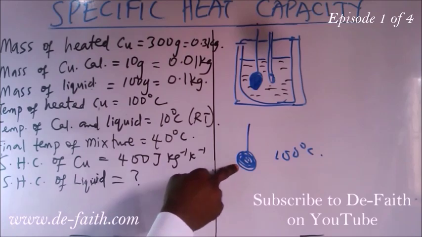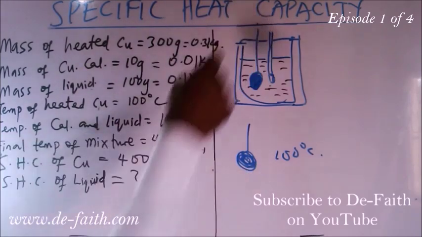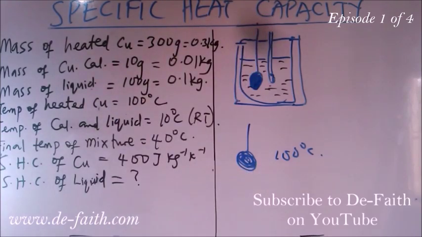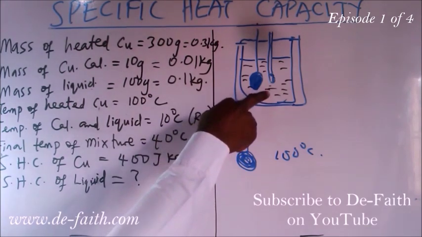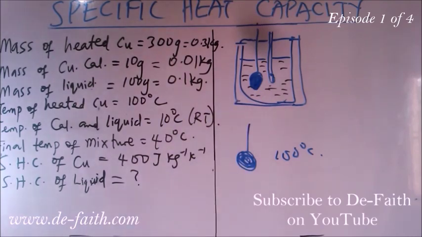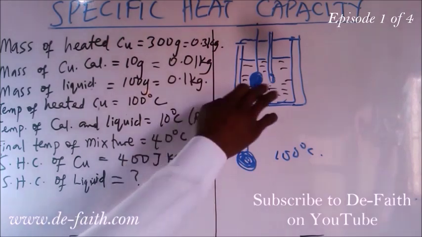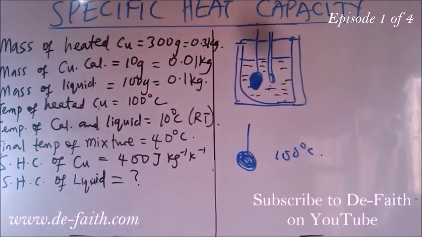But when this copper, which was heated to 100 degrees Celsius, was introduced into the liquid, it's going to lose some heat. Hence, the temperature of this liquid will start increasing gradually depending on the mass of the water and also the mass of the copper calorimeter. So it increases from 10 till it got to 40 degrees Celsius. And at 40 degrees Celsius, the temperature of the mixture, the calorimeter, and this copper will be the same, which is going to be the final temperature.